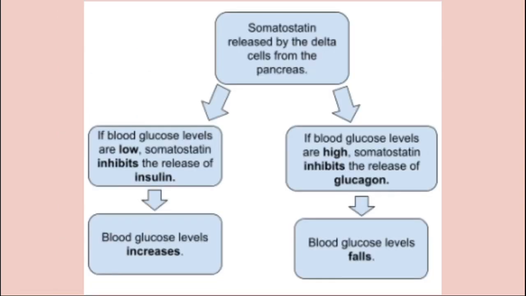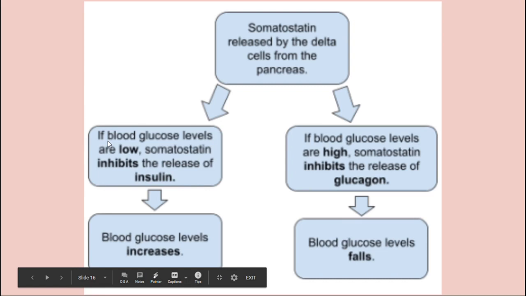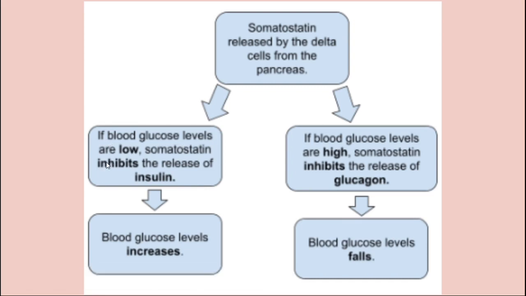Now, somatostatin is released by the delta cells of the pancreas. If blood glucose levels are low, somatostatin inhibits or stops the release of insulin. Therefore, blood glucose levels rise or increase. If the blood glucose levels are high, somatostatin inhibits the release of glucagon. Therefore, the blood glucose levels fall.